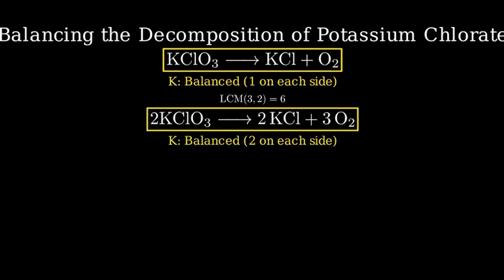Let's verify. We have 2 potassium atoms on both sides, 2 chlorine atoms on both sides, and 6 oxygen atoms. 2 times 3 is equal to 6 on both sides. Therefore, our equation is balanced.